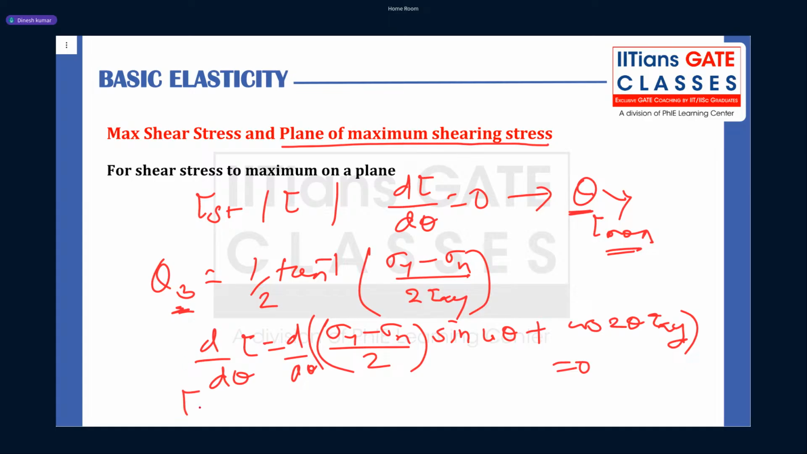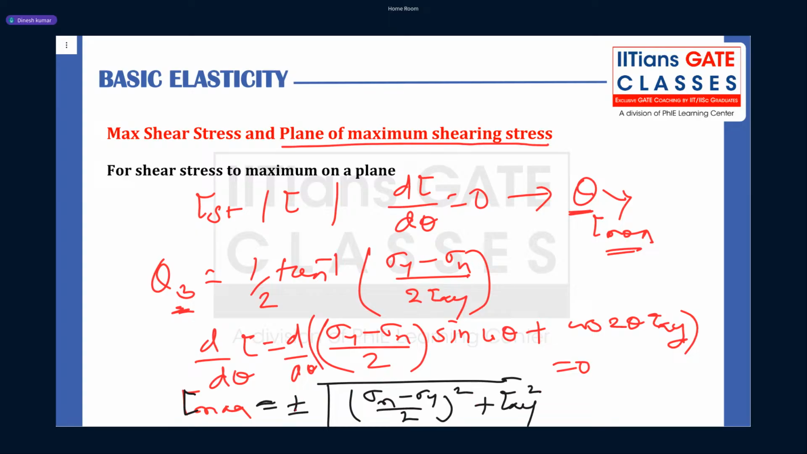So usually guys, the value of tau maximum is given by what? Usually it is under root (sigma x minus sigma y) by 2 whole square plus tau xy square, and you can write plus minus. This is known as the maximum shear stress.